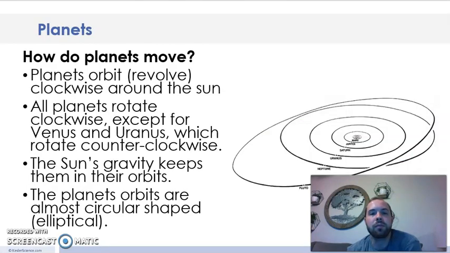All right? So how do planets move? Planets orbit, and when we say orbit, that means revolve clockwise around the sun. Okay? All planets rotate clockwise except for Venus and Uranus, which rotate counterclockwise. The sun's gravity keeps them in their orbits, and the planets' orbits are almost circular shaped, elliptical. You're going to hear me say that a couple of times because it's important to understand that they don't revolve in a perfect circular pattern. It's more elliptical, okay?